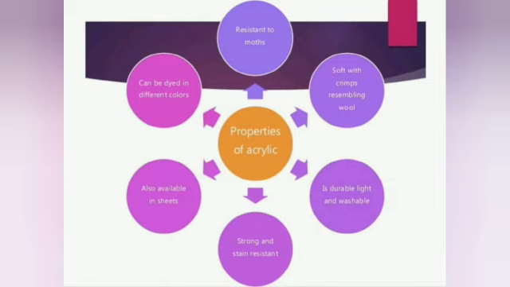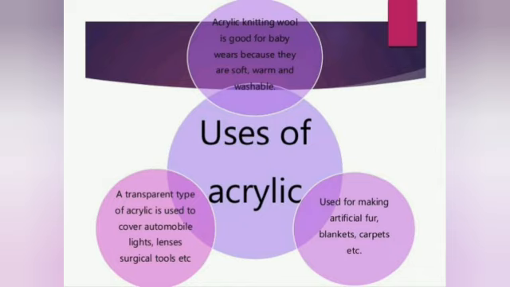Next, children, we have uses of acrylic. So acrylic is used in knitting wool, which is good for baby wear because it is soft, warm and washable. As I told you that it is a substitute of wool, and it is used for making artificial fur, blankets, carpets, etc. The transparent type of acrylic is also used to cover automobile lights, lenses, surgical tools, etc. So these are some uses of acrylic, children.